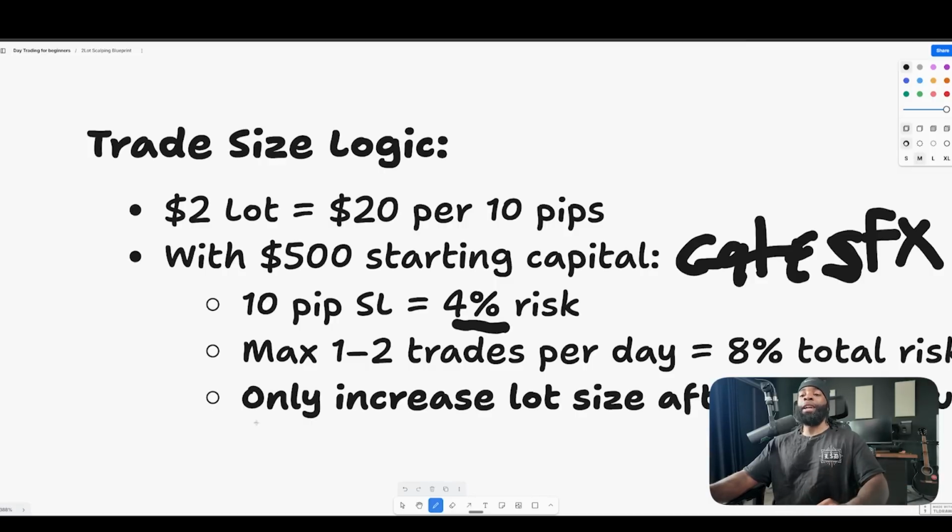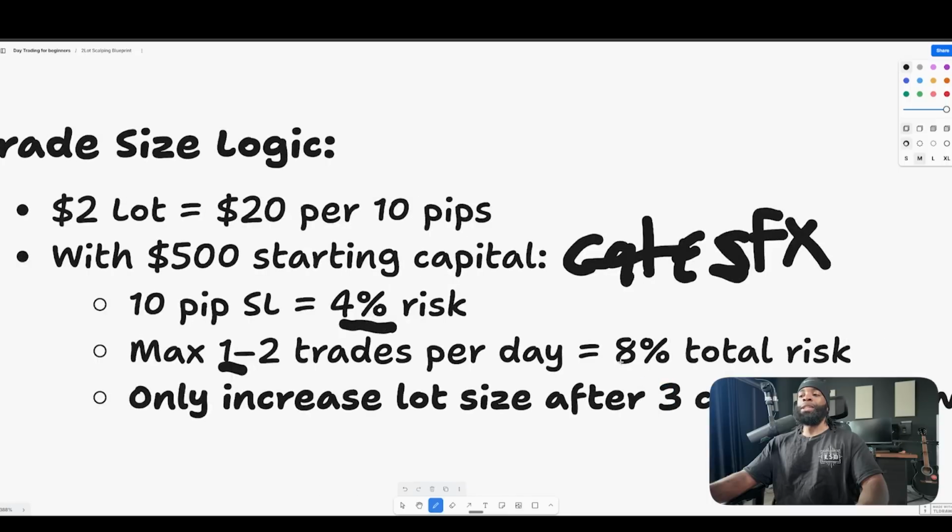So if you have a $500 account, instead of trying to figure out what is 4%, you go into Tradelocker and you just put in 4% is what you're looking to risk, and it's going to automatically do everything for you. After that, you have max. So you want to focus on 1 to 2 trades per day, which equals a total of 8% total risk.